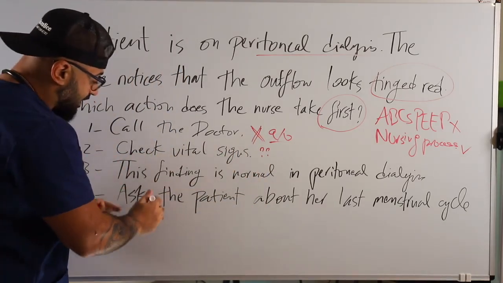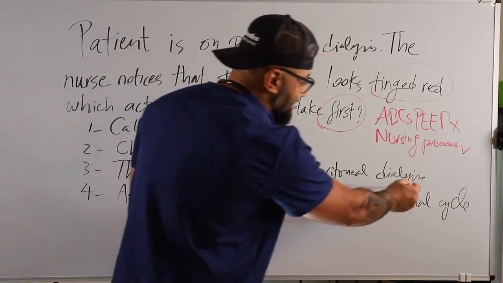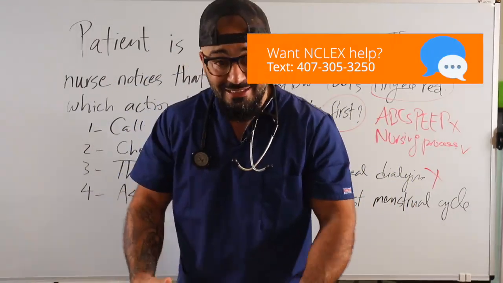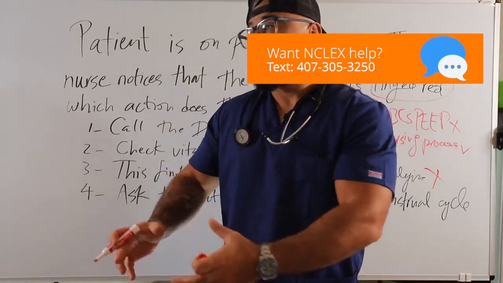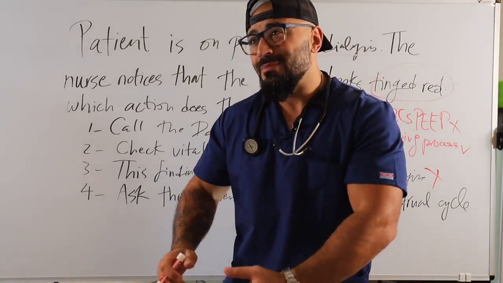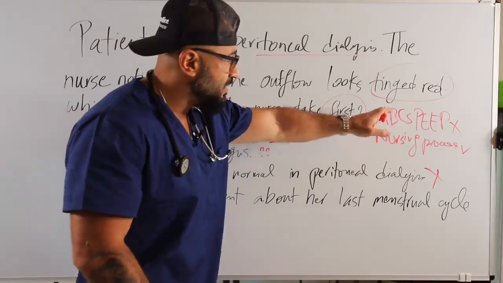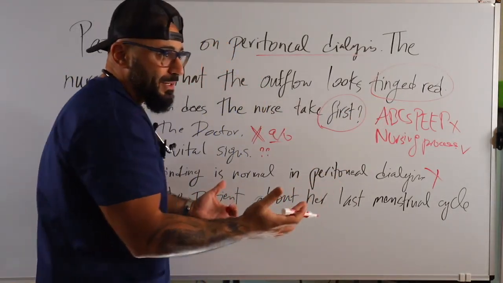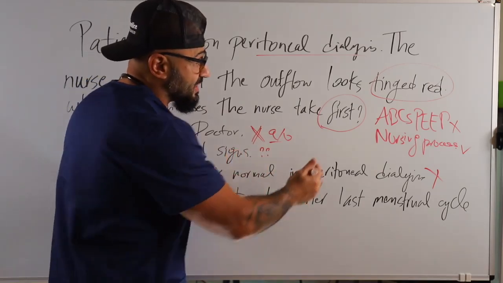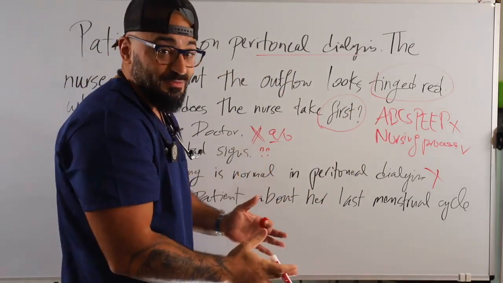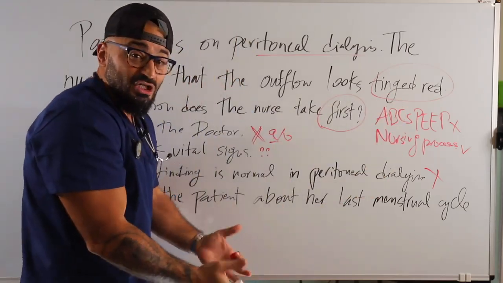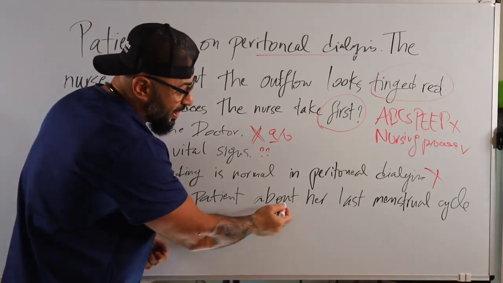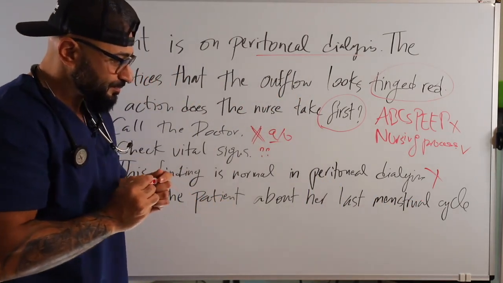Now I'm going to read the other options. This finding is normal in peritoneal dialysis. Definitely it's wrong because it's not normal. If you've ever seen a patient with peritoneal dialysis, the outflow will look yellow, maybe dark yellow, but never tinged red, okay? So if tinged red, the patient is not necessarily bleeding, but if it's bright red, definitely the patient is bleeding. There's something going on with blood. So definitely it's not normal. I'm canceling this option.